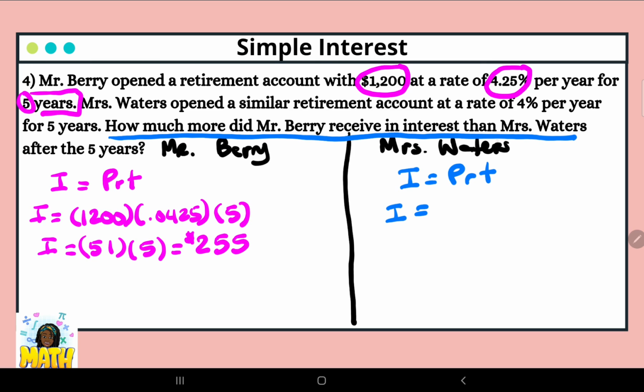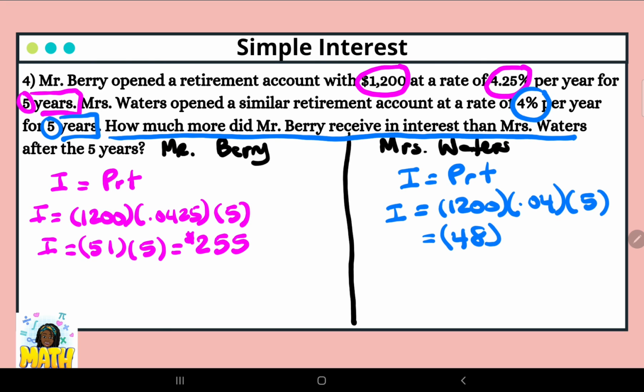So her principal is the same as Mr. Berry's, so 1,200. However, her rate is 4%, so that's 0.04. And she's also for 5 years. And we can go ahead and calculate. 1,200 times 0.04 is equal to 48. And then 48 times 5 is equal to 240. So after 5 years, Mrs. Waters would have received $240 in interest.